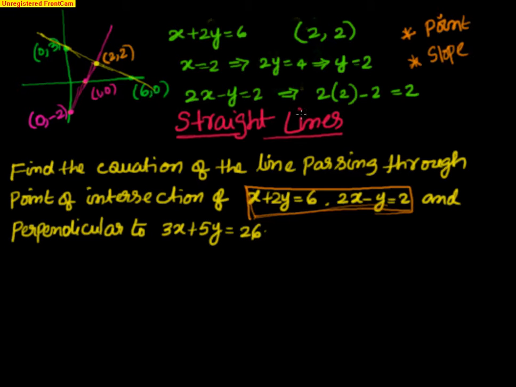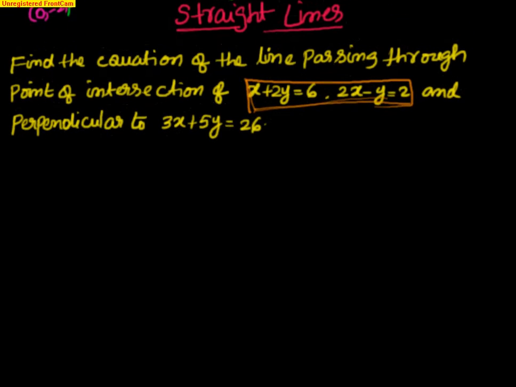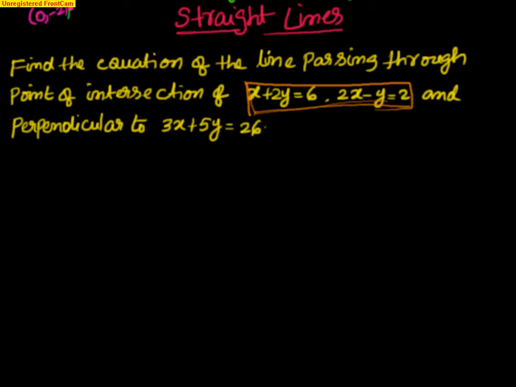This point is nothing but 2 comma 2. So if we don't want to solve it graphically, we can do it algebraically also, right? Let's do it here. We will just solve for the point again. After that we will erase and we will go ahead with our solution, right?